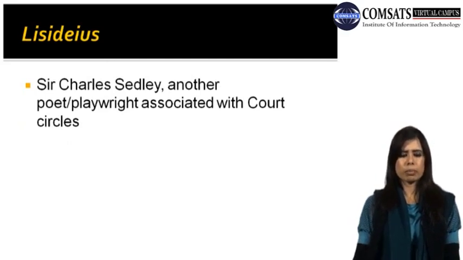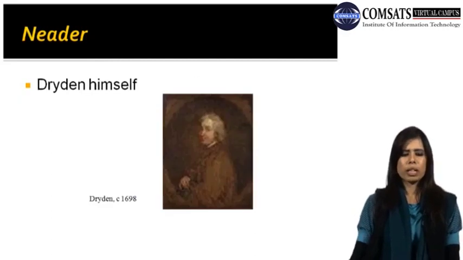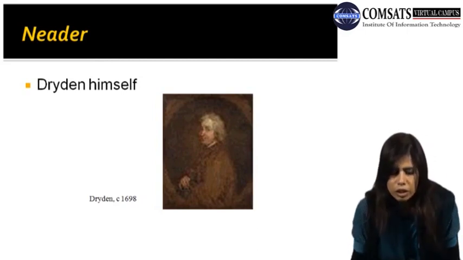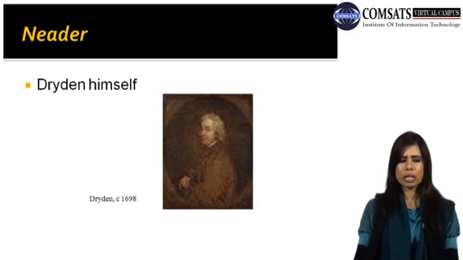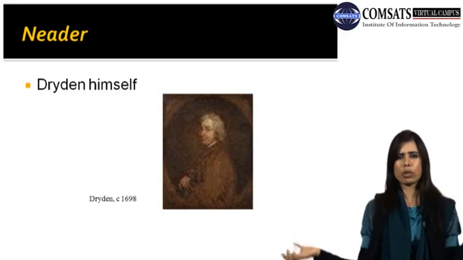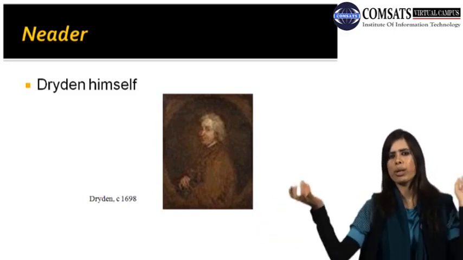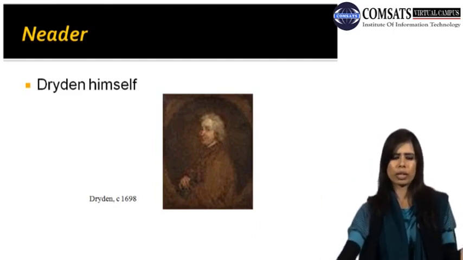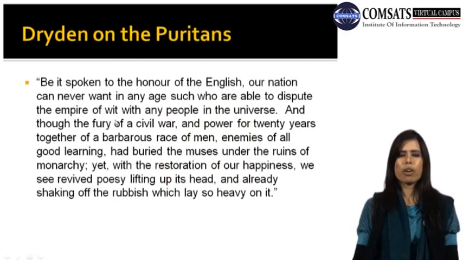Lisideius, that is written by Sir Charles Sedley, another poet playwright associated with court circles. So this is written by another poet. Neither, this is written by Dryden himself, and that was written in 1698. So my dear students, here you can see, neither is written by Dryden himself, and previously when we were talking about the general themes of the later 17th century period, you got to know about other writers as well. Dryden on the Puritans.